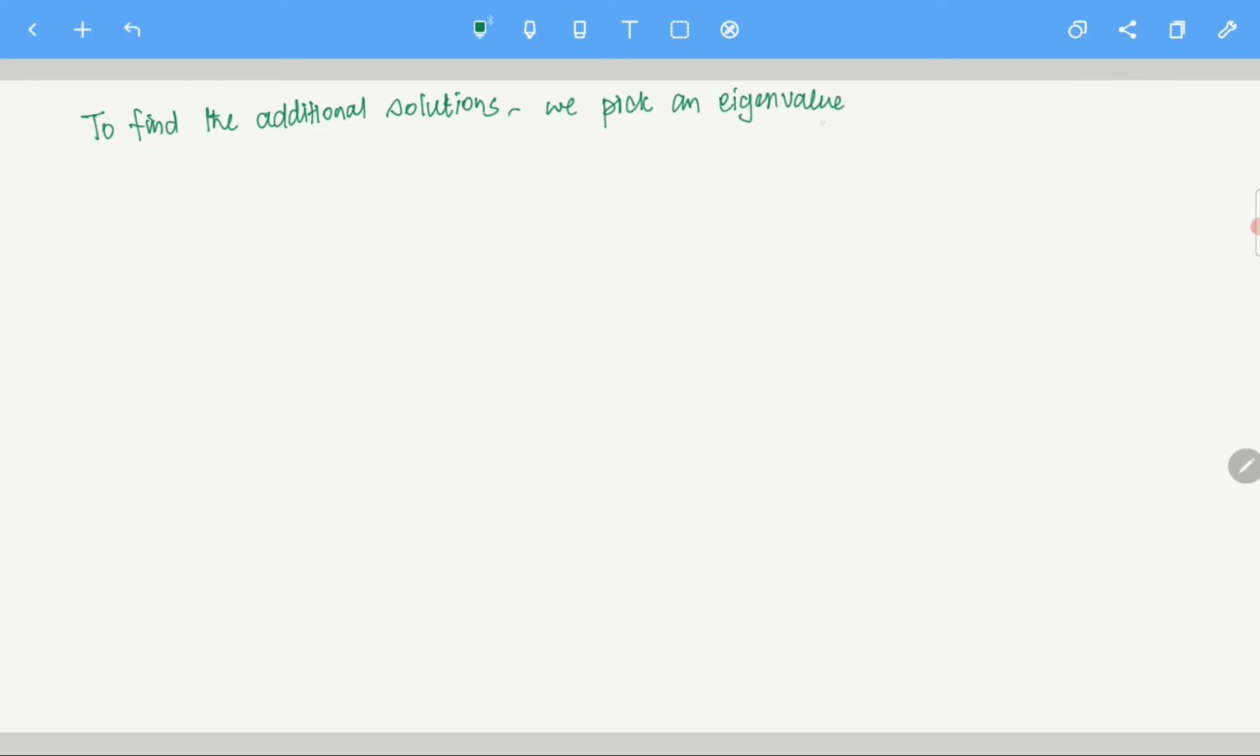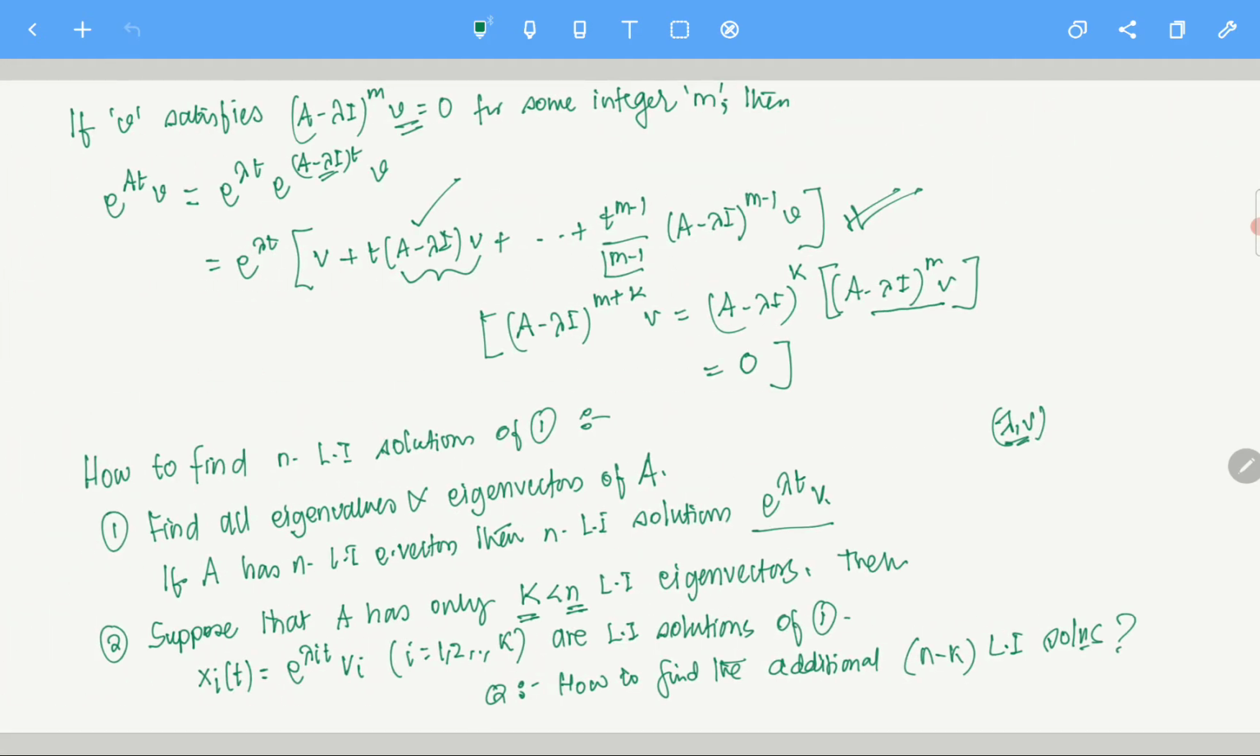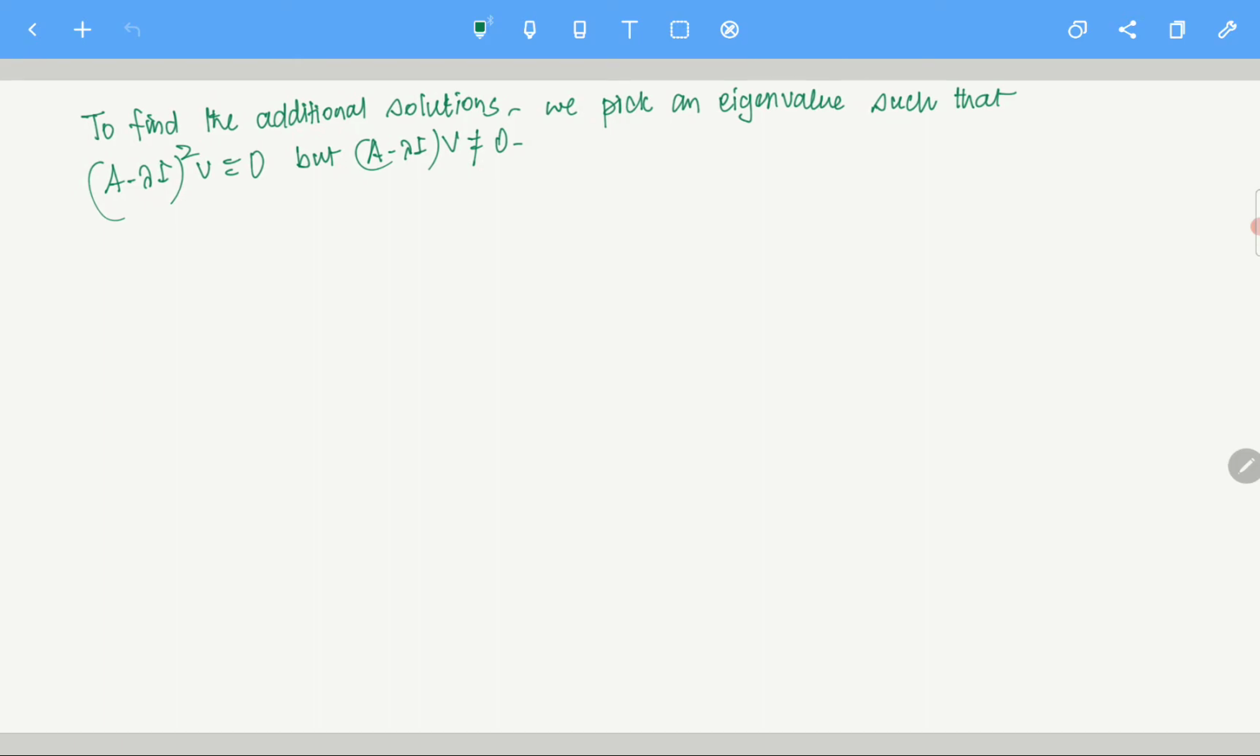Pick any eigenvalue such that (A minus lambda I) squared times v is 0, but (A minus lambda I) times v is not 0. Do you understand what I'm trying to say? Here I need to find the additional n minus k linearly independent solutions. To do that, I'm going to pick any eigenvalue, let's say lambda, and we want to find a v. So the question boils down to this.